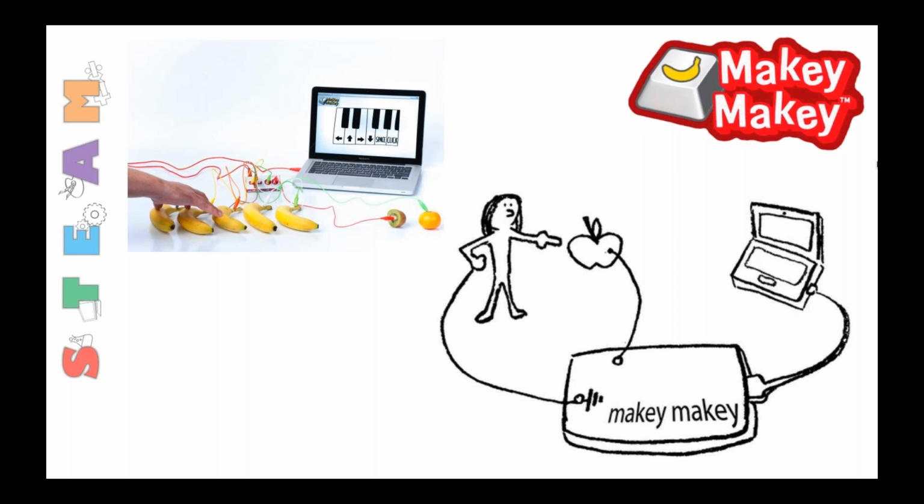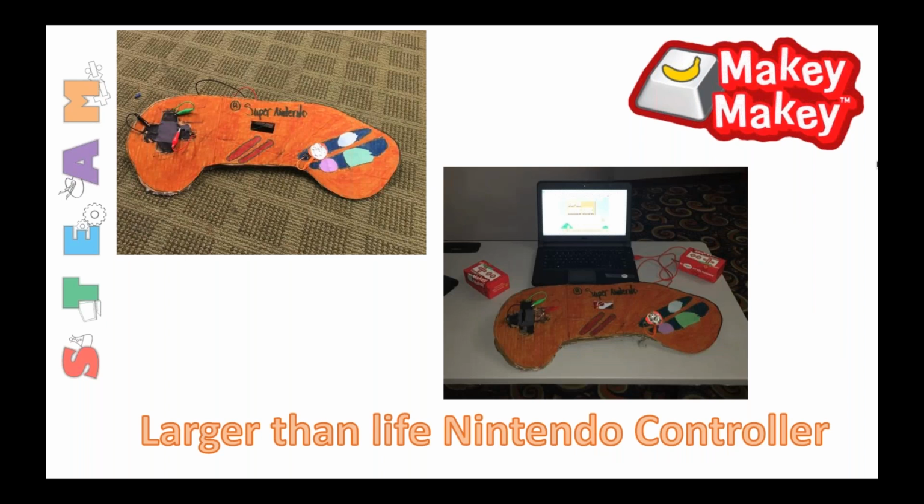Top left, you see one of their very typical banana pianos. So the bananas are now the keys, and you make the electrical circuit between you and the bananas, and then it obviously plays the note that would be on the keyboard or on the screen. And then to the right, you see just a very quick animation of how it works in generic terms. This is a larger-than-life Nintendo controller one of my students made.